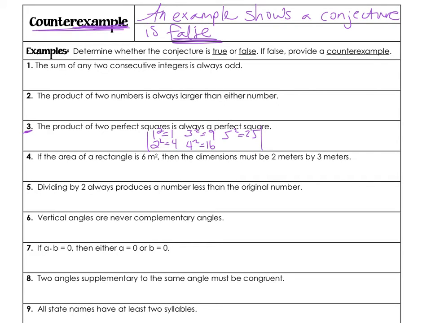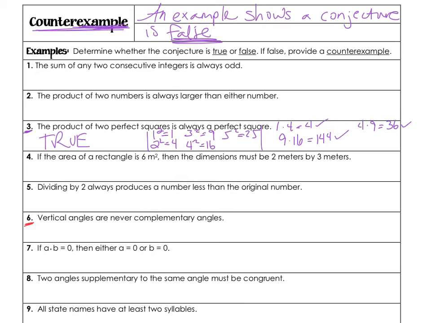So if we take 1 times 4, that gives us 4. That one works because it equals another perfect square. If we take 9 times 16, that gives us 144, and guess what? That is a perfect square. That's 12 squared. Let's try 4 times 9, that gives us 36. That is a perfect square. If you continue on, you would see that these all equal perfect squares. So we can't come up with one. So this conjecture would be true. Since it is true, there's no counterexample that we can give.